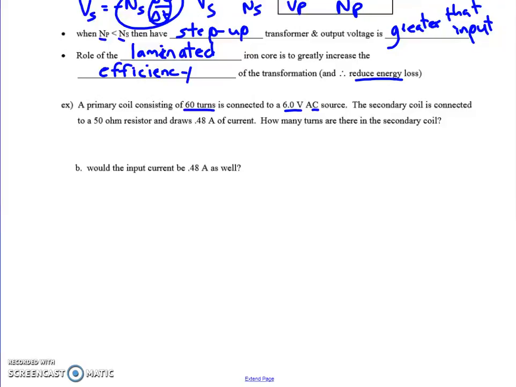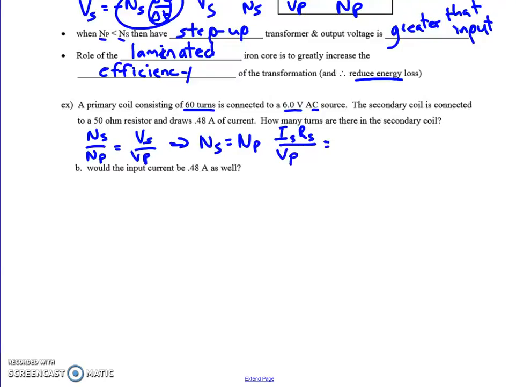Okay, so the basic equation we're going to use is the number of turns in the secondary over the number of turns in the primary equals the voltage in the secondary over the voltage in the primary. We just got to do a little work here. So this becomes the number of turns in the secondary equals the number in the primary times the voltage in the secondary, which is just I secondary times R secondary, all over the voltage of the primary. Now we can put in numbers.